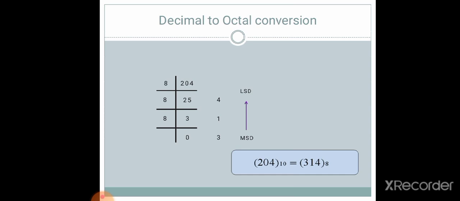So we will consider the lowest number as MSD and the upper number as LSD. What are MSD and LSD? Most significant digit, least significant digit. So we have to copy our answer from bottom to top. So our answer is 314. So the 204 decimal number is converted into the octal number 314, right. This is the conversion of decimal to octal for an integer number only, right.